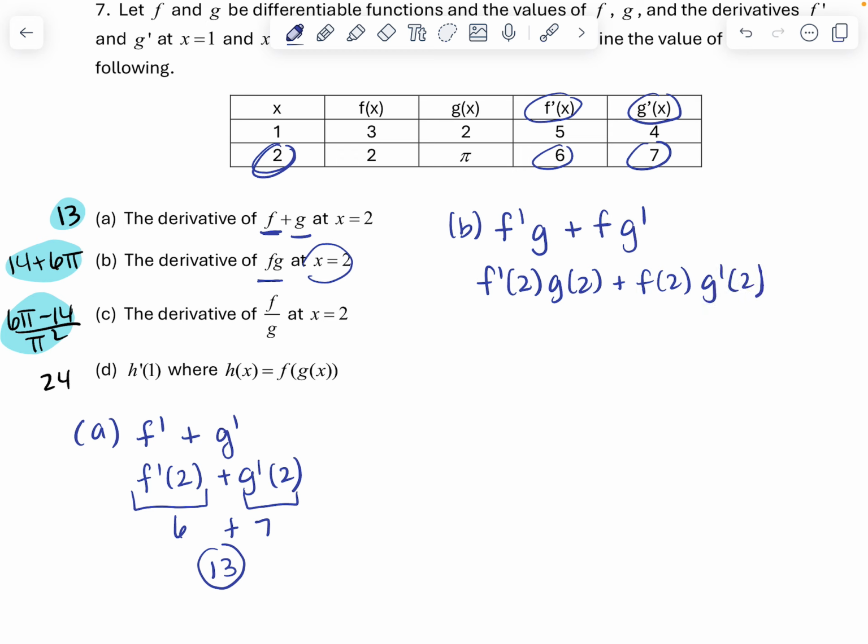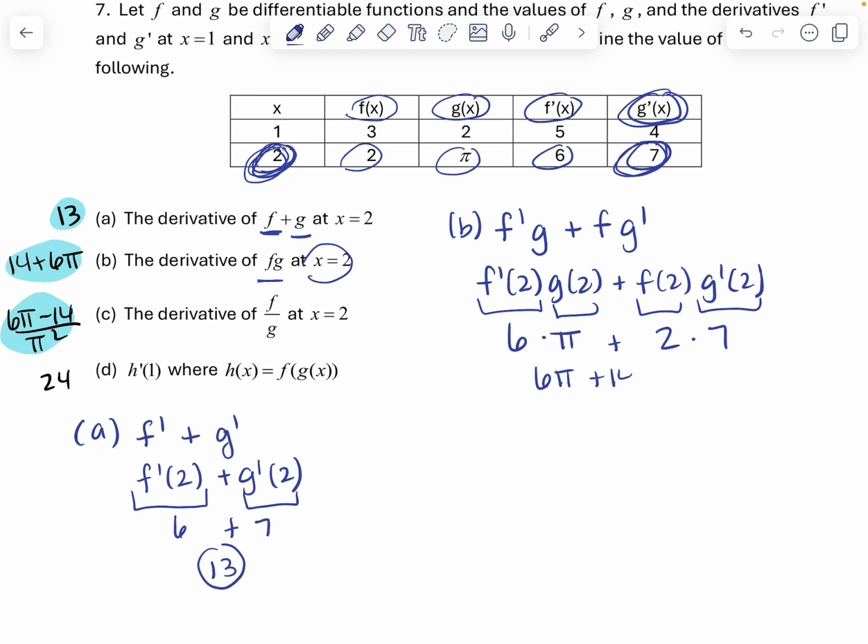And then again, using our table, f prime of 2, we already found from the table that that was 6. G of 2, so here's g of 2, which is pi. So this is pi, so 6 times pi. And then plus f of 2, so here's f of 2, which is 2, times, and then g prime of 2, g prime of 2 is 7. Okay, so we've got 6 pi plus 14, or 14 plus 6 pi, same answer, right?